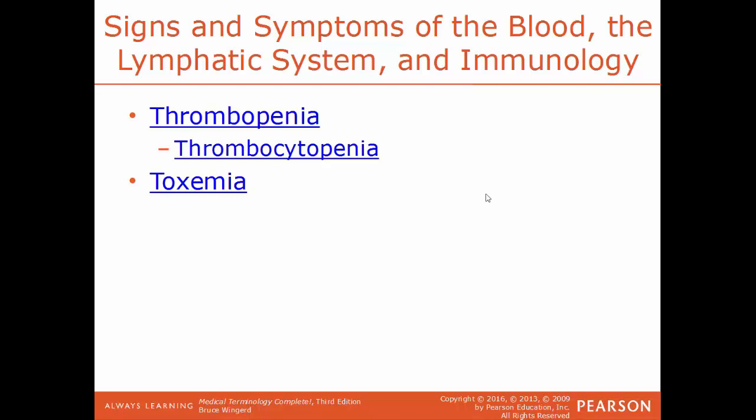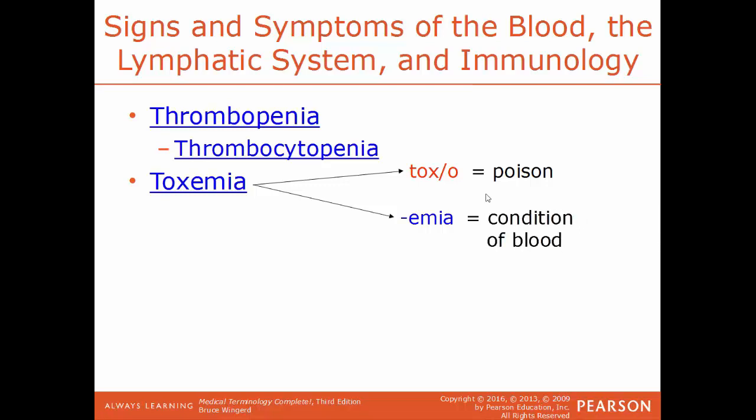If you were to break this term down, toxo, of course, means poison, and emia means a condition of the blood, so it literally breaks down into having poison in the blood.